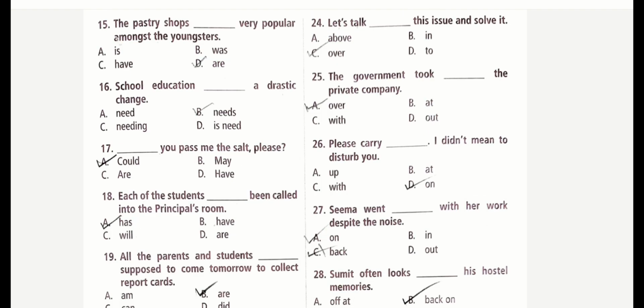Question number 15. The pastry shops dash very popular among the youngsters. So the options you see here are is, was, have, are. Okay, so the correct answer is are. The pastry shops are very popular amongst the youngsters. The reason are is the correct answer is due to subject verb agreement.